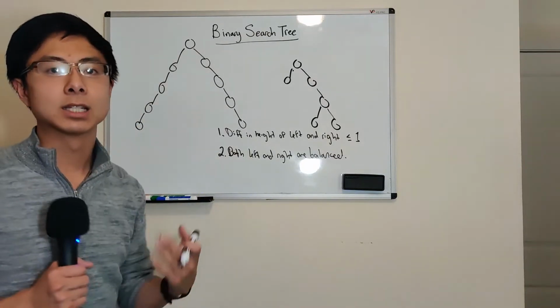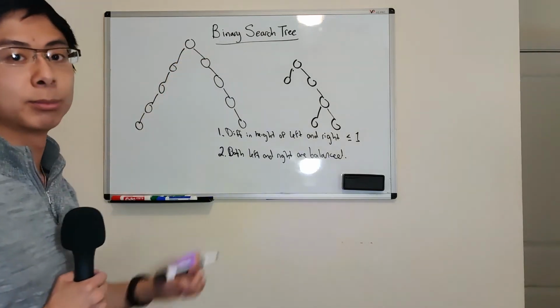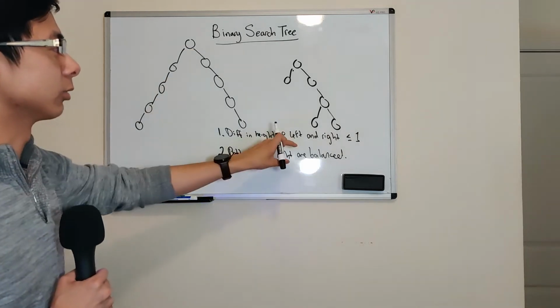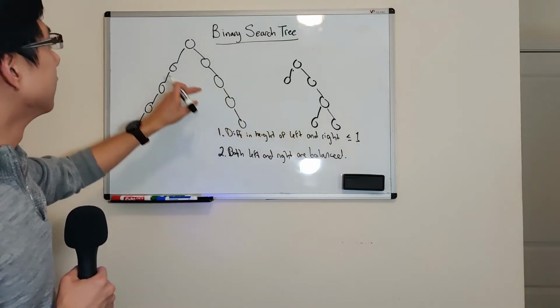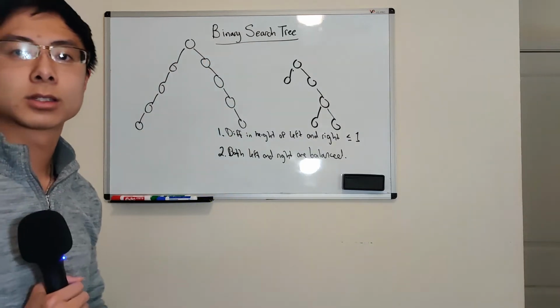So if you're checking the balance of a tree, it's recursive, right? You have to say, is the magnitude of difference between the left and right subtree less than or equal to 1, or difference in height? And you have to then check that the left is balanced, and then also that the right is balanced.